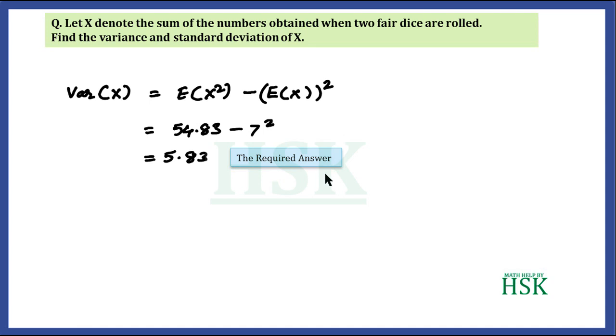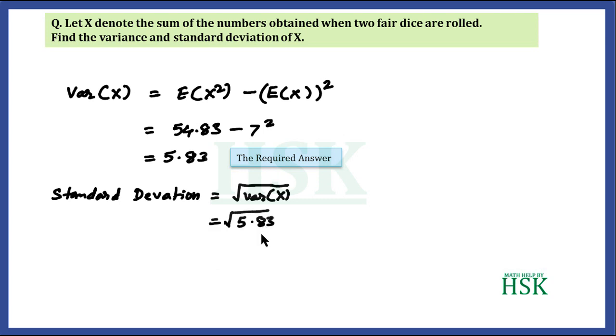So this is the required answer for the first part. And standard deviation is equal to the square root of variance of x. So this would be equal to square root of 5.83, which is again my required answer. Or the square root of 5.83 can be written as 2.414. So this would be my required answer. So this is how I'm going to solve this question.